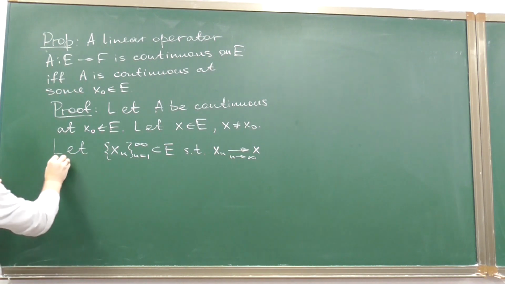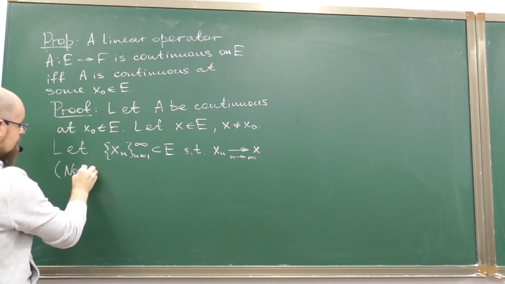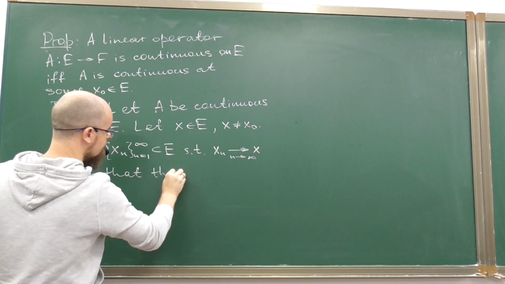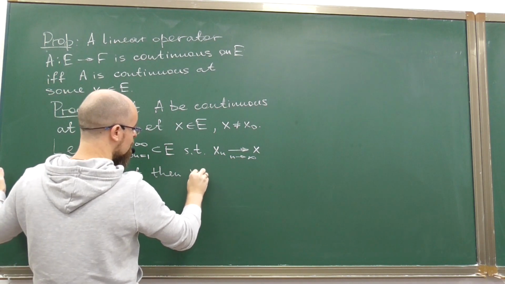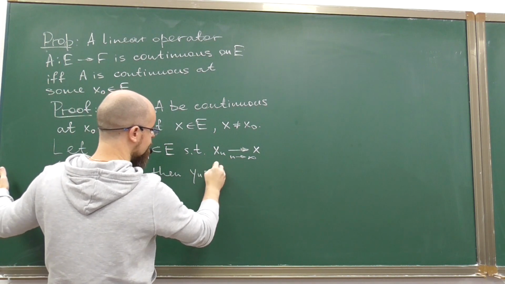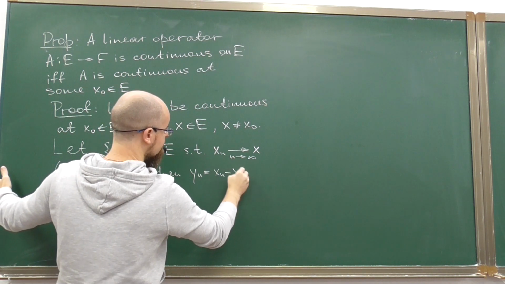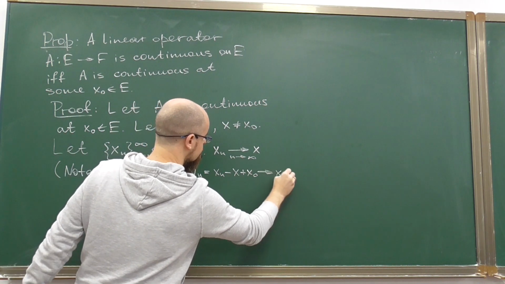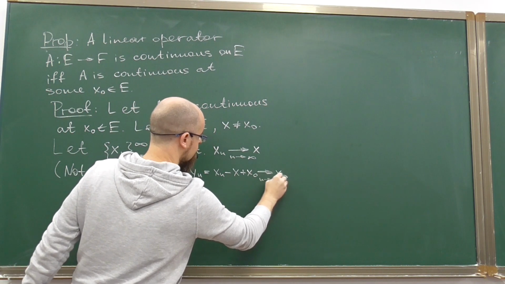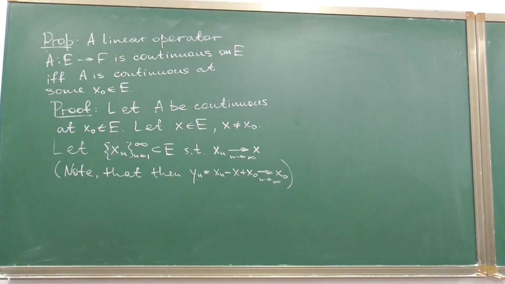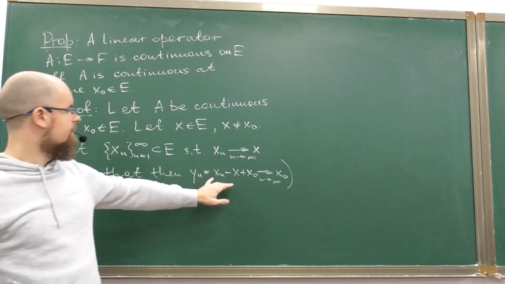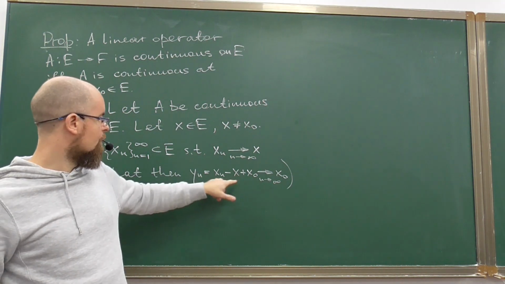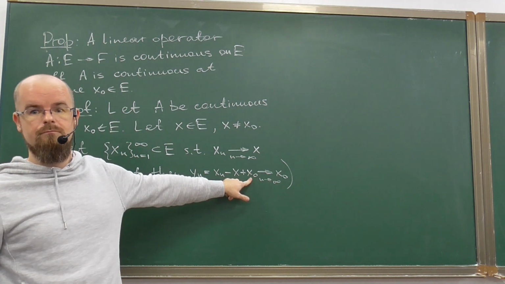As a side note, note that then the sequence yn equals xn minus x plus x naught converges to x naught. Just as a side note. So this one then converges to 0, and so the whole sequence converges to x naught.